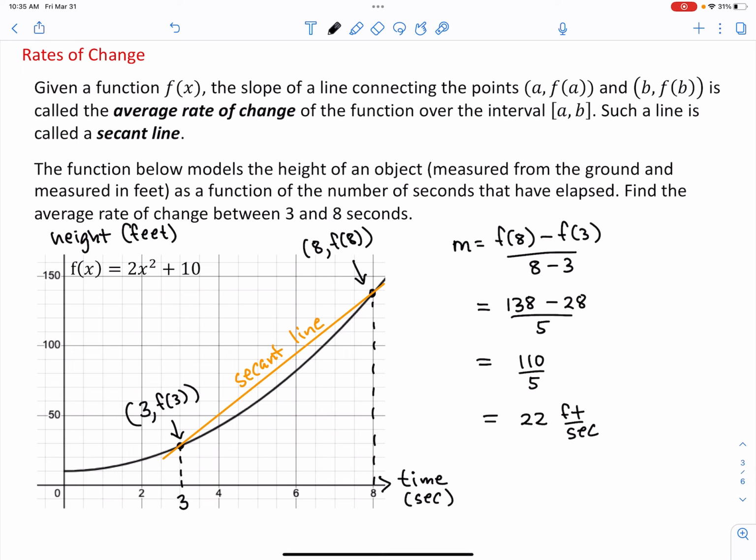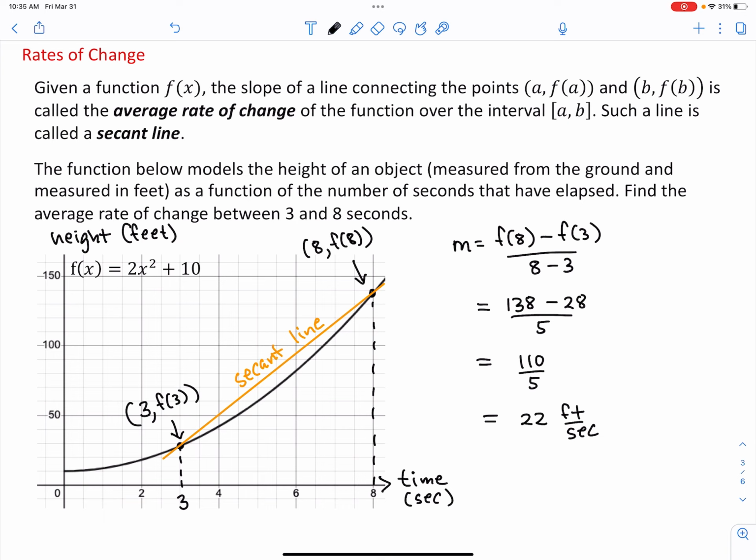Notice that this is a unit of velocity. It's the rate of change of position with respect to time, in this case, measured in feet per second. Now, this object is not always traveling 22 feet per second. This is an average rate of change. The object climbs from 28 feet to 138 feet, and it does that in the space of 5 seconds. But it's not always going the same speed. In fact, this object is accelerating upwards. Its velocity is changing. Imagine being in a car and hitting the gas and watching the speedometer change. Your velocity is changing. What we can do is say, okay, well, how far did I go and how much time?